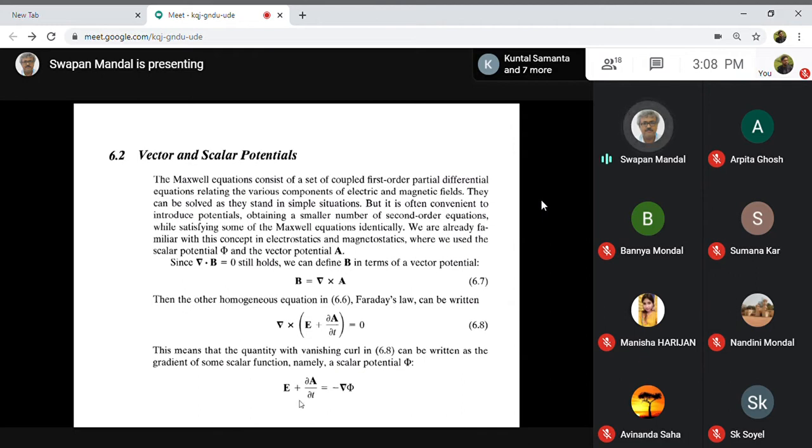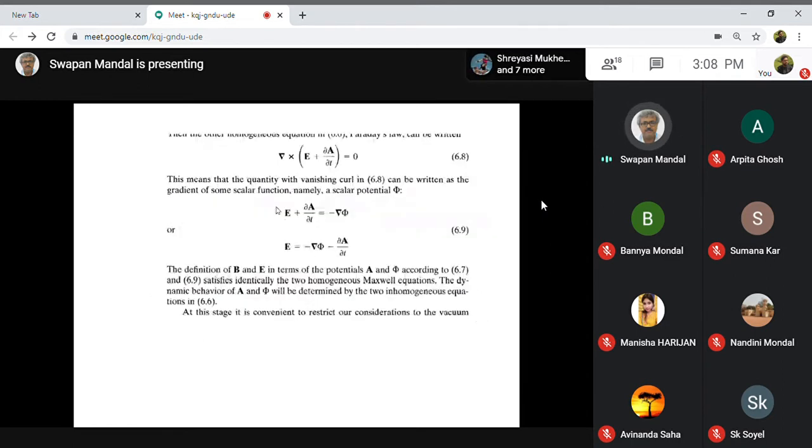So this is the mathematical expression. E equals minus gradient of phi minus del A del T. So E has one more term involving the time derivative of the vector potential. Here I have written it: E equal to minus gradient of phi minus del A del T. So what do we actually learn from Maxwell's equations? I have four Maxwell's equations.